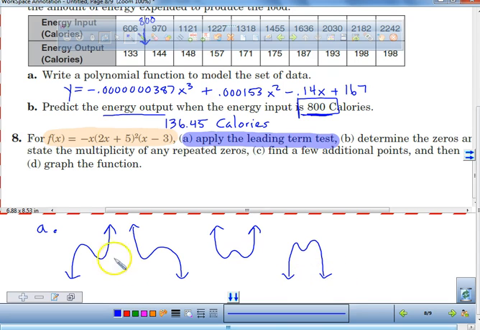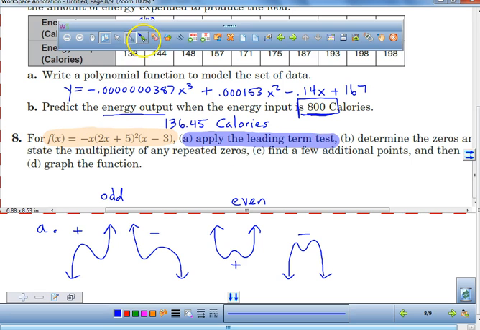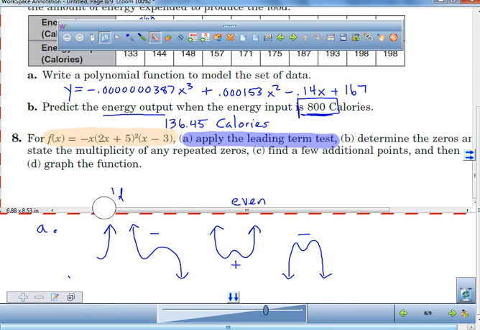These are both odd, and these are both even. This is a positive, this is a negative, this is a positive, this is a negative. So when it says apply the leading term test, that's what it's asking you to do. So what do we have as our leading term? I'm going to erase everything.